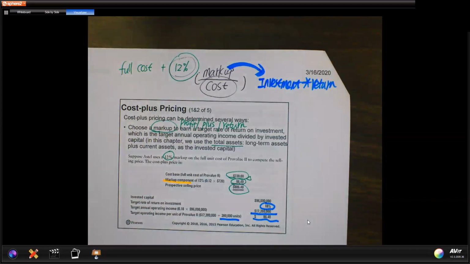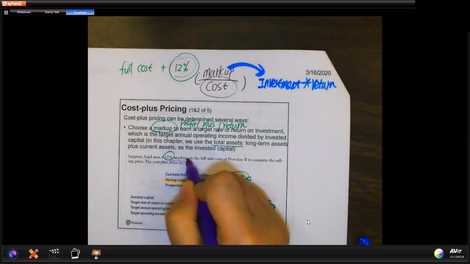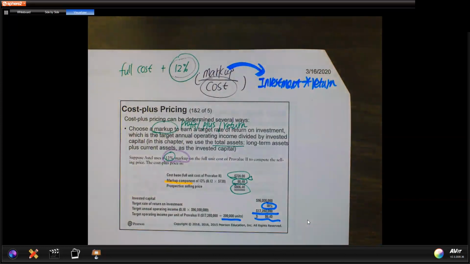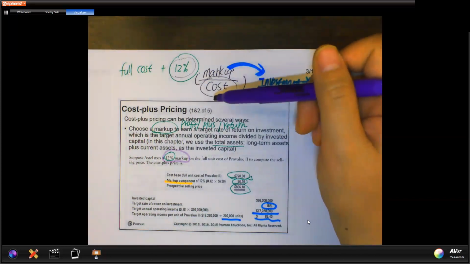This is definitely the key part in this concept. What I want to point out one more time: you will have two percentages. The first percentage is called the markup percentage. Markup percentage is 12%. How do you get your markup percentage? It is your markup divided by your cost.